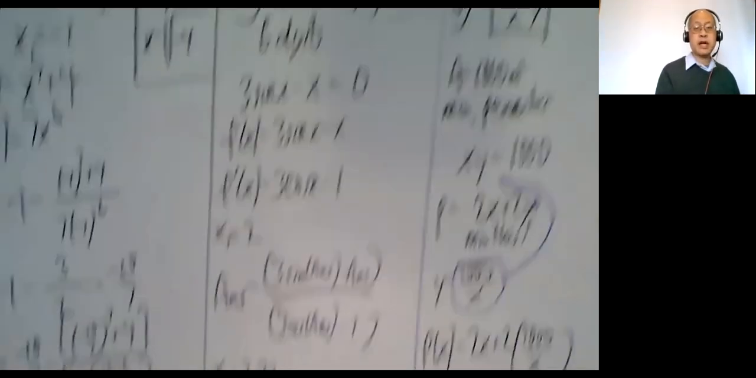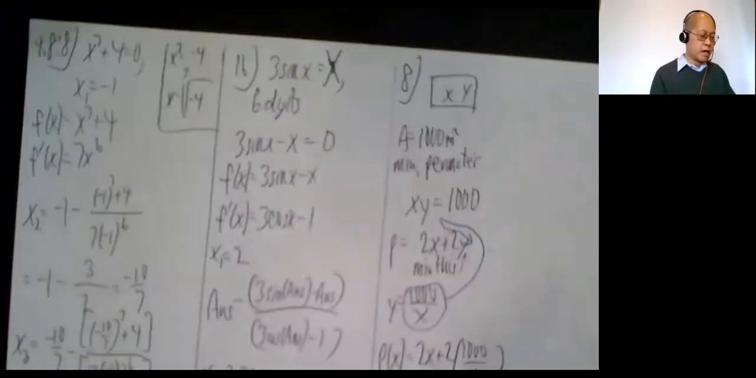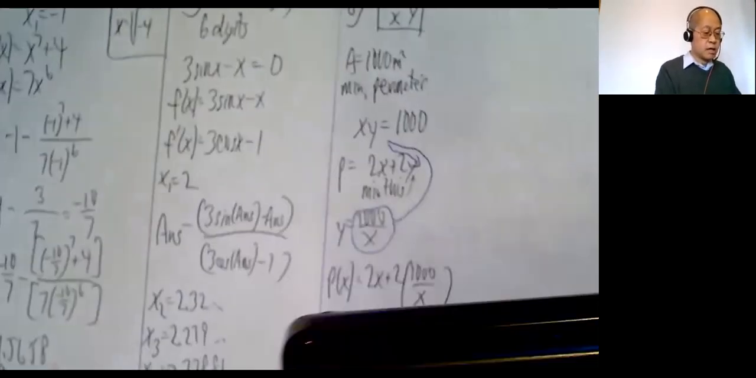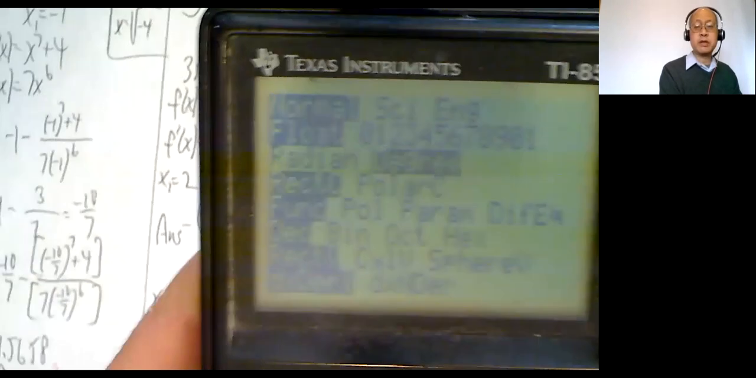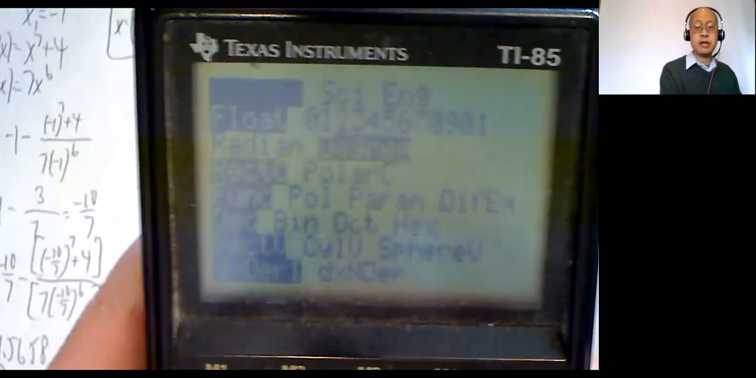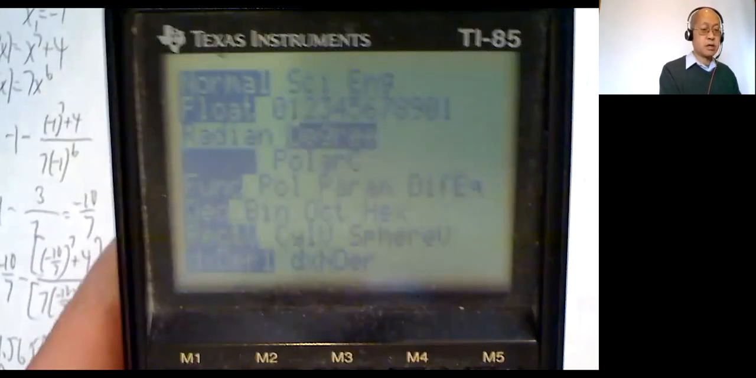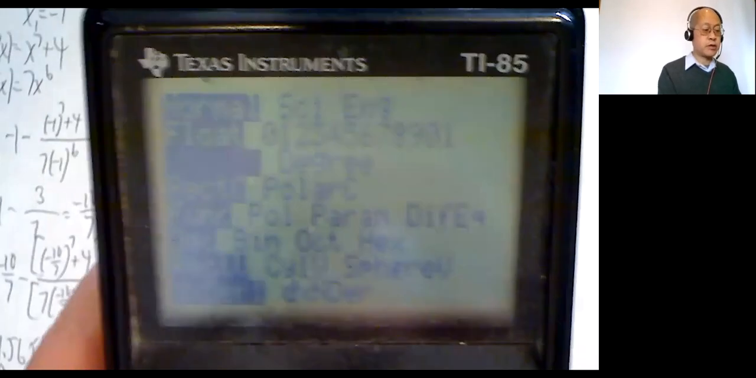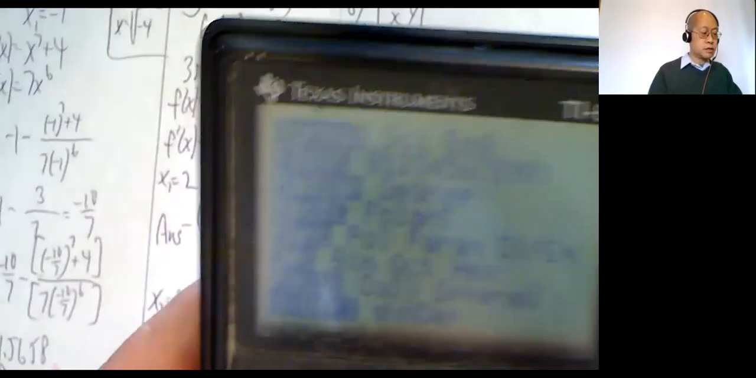Okay, so 3 sine x equals x. This has to be in radian mode, so I better make sure. I was last in degree mode because I was teaching trig, and we were in degrees at the time, so I got to make sure I'm in radians. So everybody make sure you're in radian mode for this one. Okay, I'm in radians.